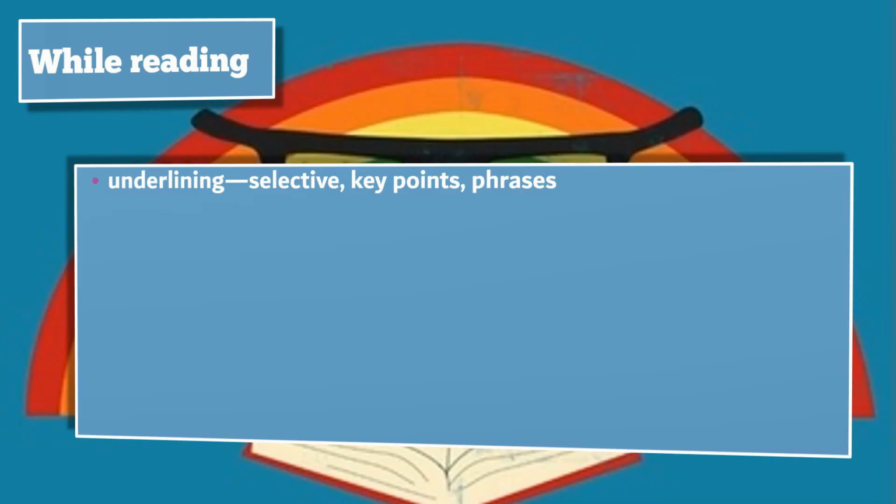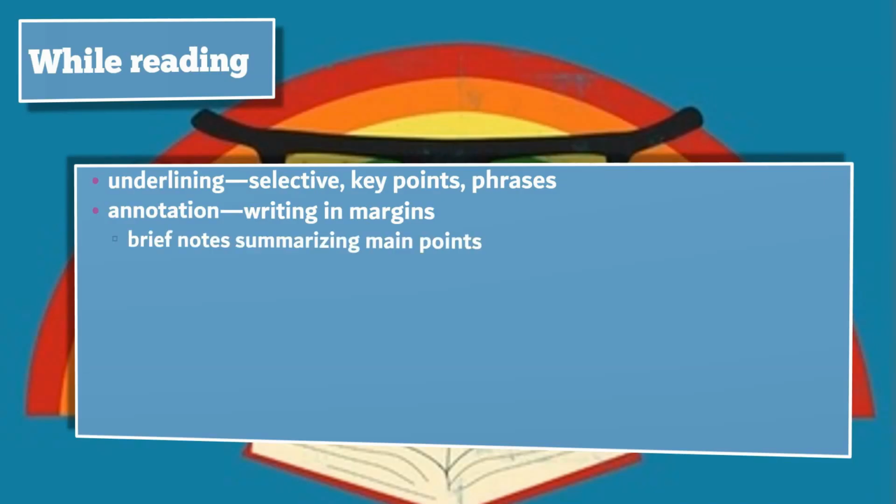Annotate, write in the margins. And this is a place for a wider variety of types of comments. If the writer is doing something particularly complex, summarize their main points. So when you thumb through the article in the future, you can look at your notes to get a basic overview of what they were talking about.